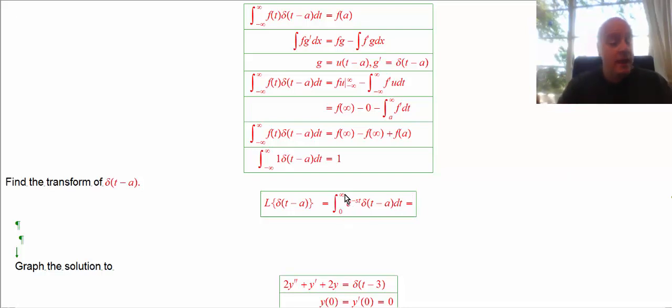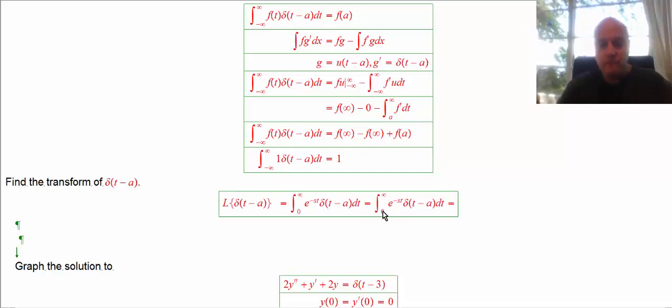My Laplace transform definition starts at 0, but I could safely change this to minus infinity, since from 0 all the way back to minus infinity, I'm assuming a is a positive number, the Dirac delta function is 0 anyway. So that's their definition. But it's safe, we're just adding 0 if I change that 0 to a negative infinity.